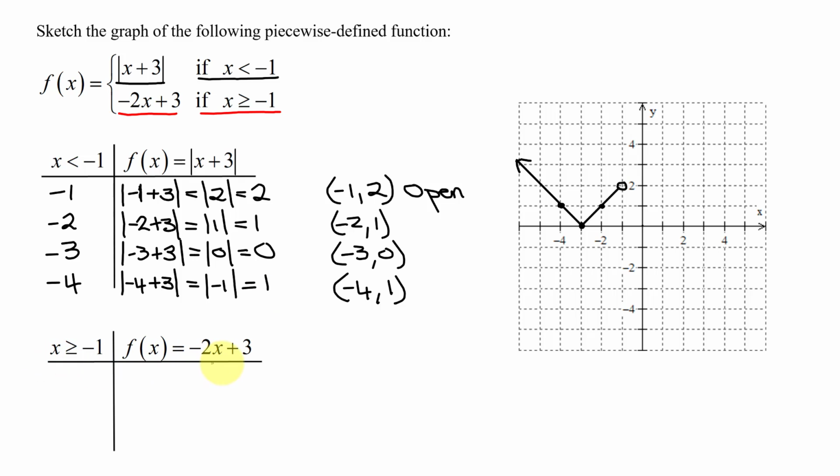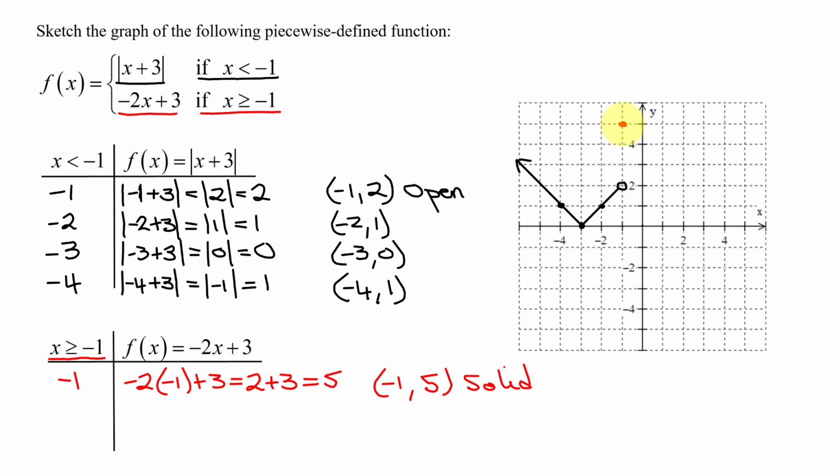Next, I need some points from the second part of the graph where x is greater than or equal to -1. Well, at -1, f of x is going to be -2 times x, which is -1, plus 3. -2 times -1 is +2. 2 plus 3 is 5. So my point is going to be -1, 5. And I'm going to graph it using a solid dot since this part of the definition includes x equals -1. So the point -1, 5 is here.